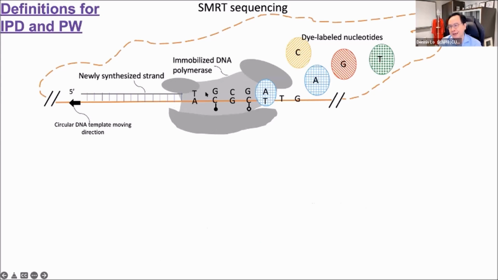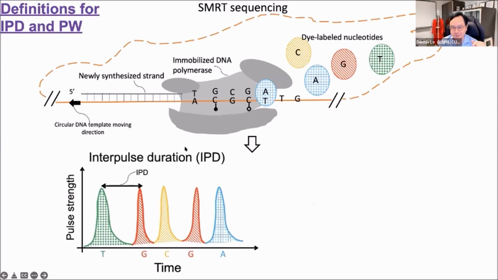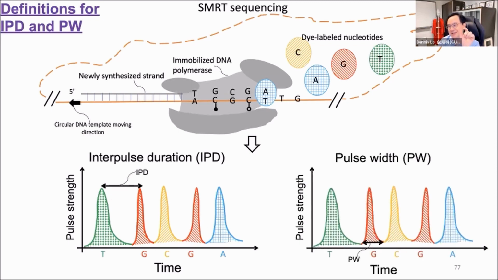Now, this is basically what happens in the Pacific Bioscience sequencing. The DNA molecule and the polymerase come and copy the DNA molecule, and they incorporate A, C, T, and G, and each one will give some fluorescent signal. So T gives the green signal, and G, etc. And then we can measure the time duration between different signals. And then we can also measure the duration of the signal itself. The duration of the signal itself is the pulse width, how long that pulse is. And the duration between signals is the interpulse duration, IPD.